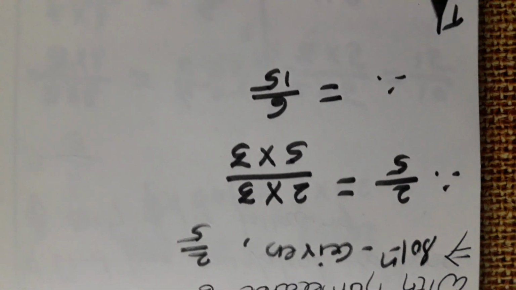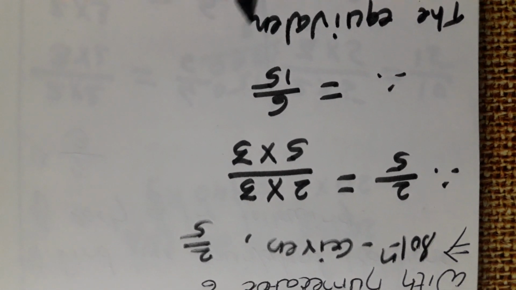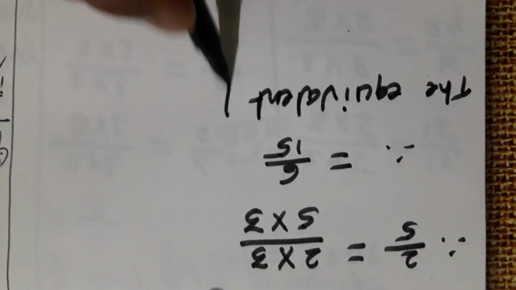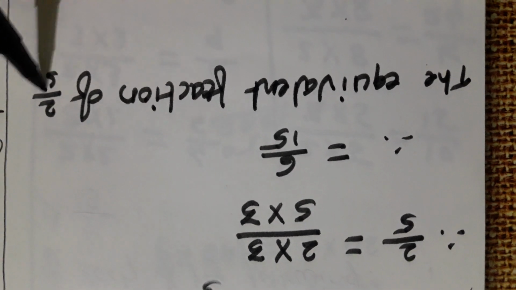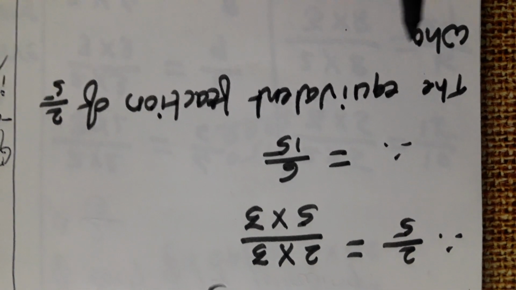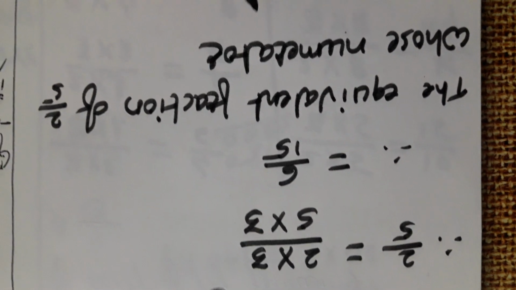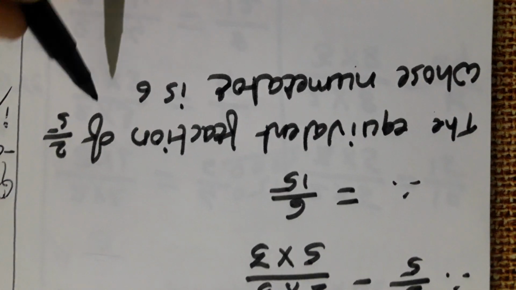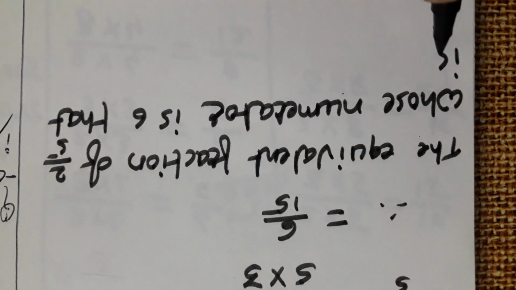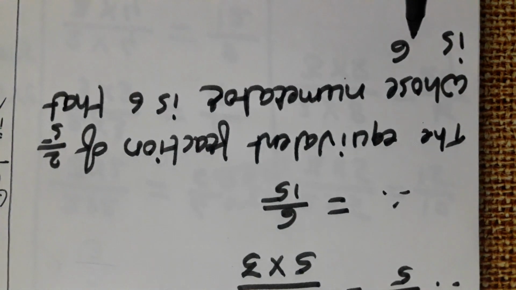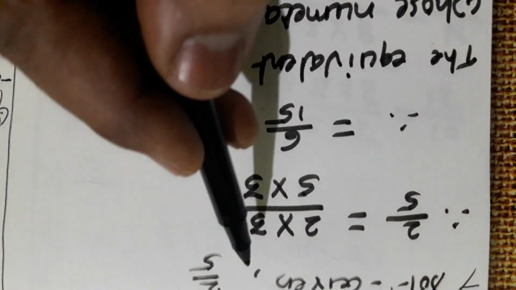We have to write here the equivalent fraction of 2 upon 5 whose numerator is 6, that is which one we got here? 6 upon 15. Understood? This thinking is very much important.